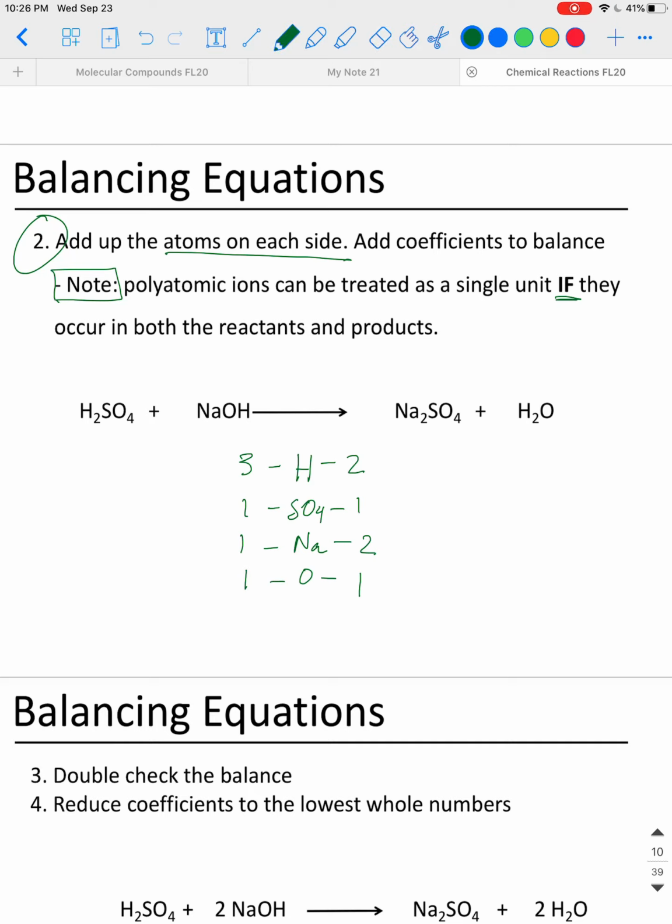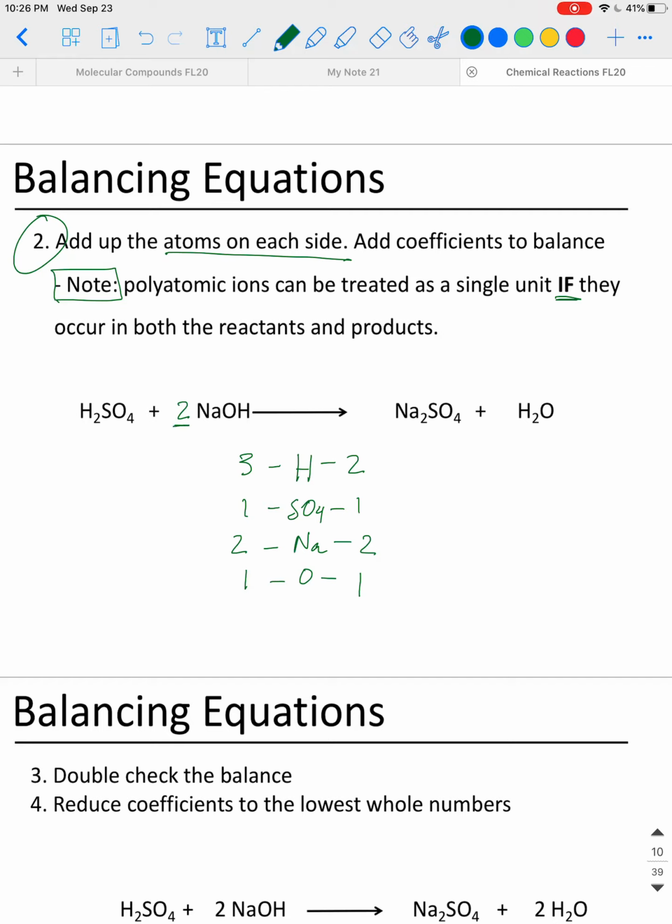So that, I'm on the eraser. That should be fixed if I put a coefficient of 2 in front of sodium hydroxide. Now I have 2 sodiums on the reactant side, 2 on the product, okay? Now the only thing that's not balanced, well, let's recount my hydrogens.